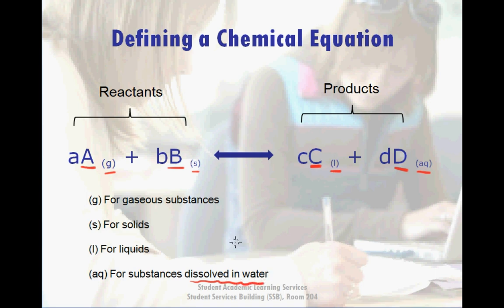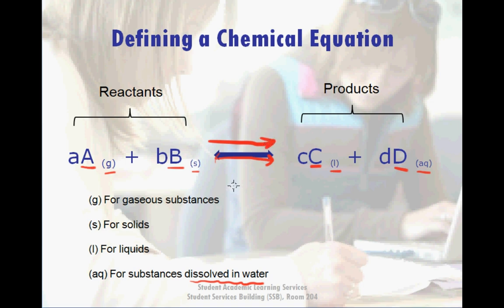Also, the reactants and products will be separated by an arrow, which represents the direction in which the reaction is proceeding. In this example, we have a two-way arrow, and that means that this particular equation is in equilibrium. But in most of your chemical equations, the arrow will be going from reactants to products in the forward direction.